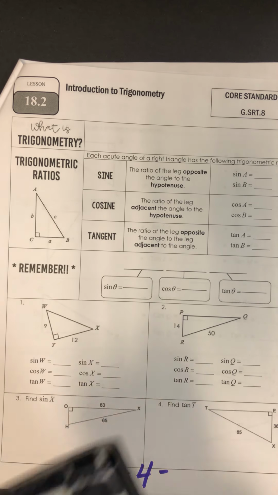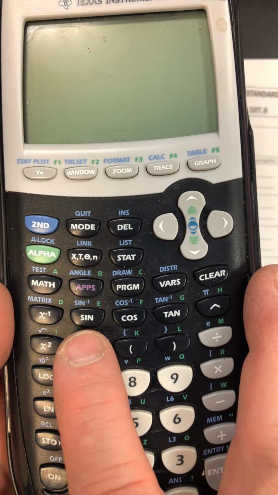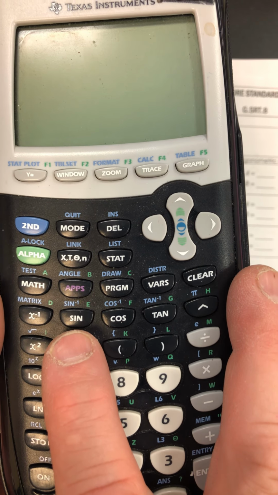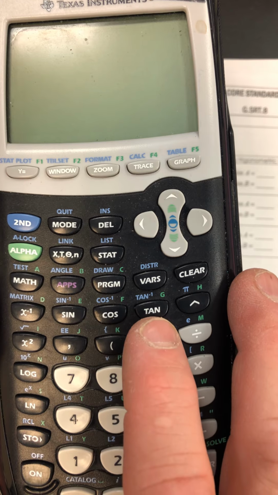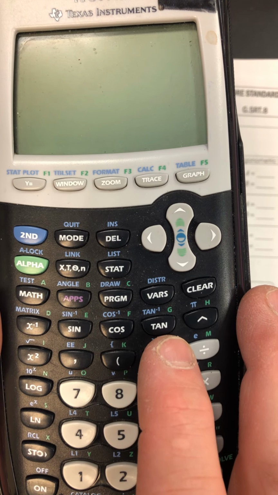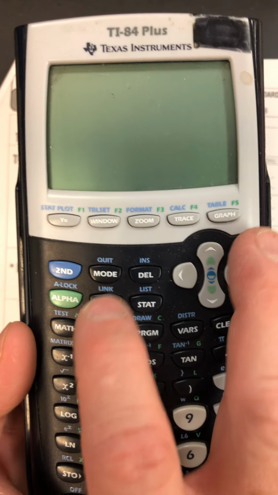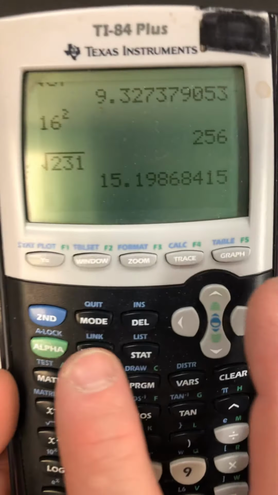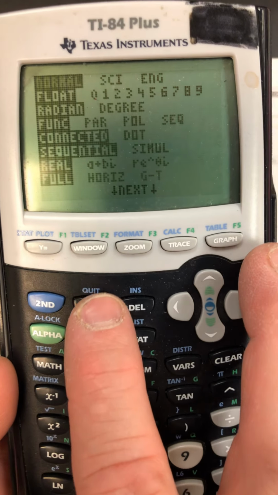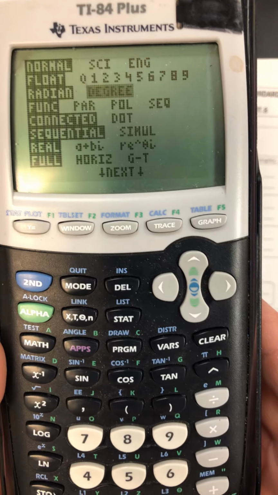These go along with, on your calculator, if you have a regular calculator or one of these, these three functions: sine, cosine, and tangent. That's what you need on your scientific calculator, these three, and you need to know how to go to the mode button and make sure you're in degree mode. So arrow over to degree mode.